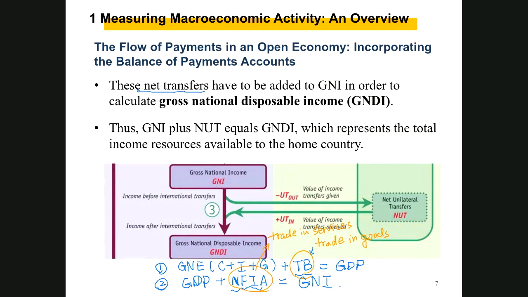You add GNI by NUT, net unilateral transfer, you will get gross national disposable income. Okay, so this represents all the money that the countries have. Okay, if you first time to see this one, you will feel a little bit overwhelmed. It's okay, but the logic behind is like what I said, right?